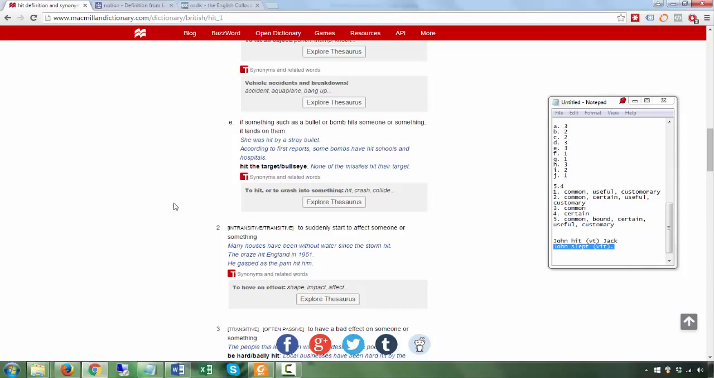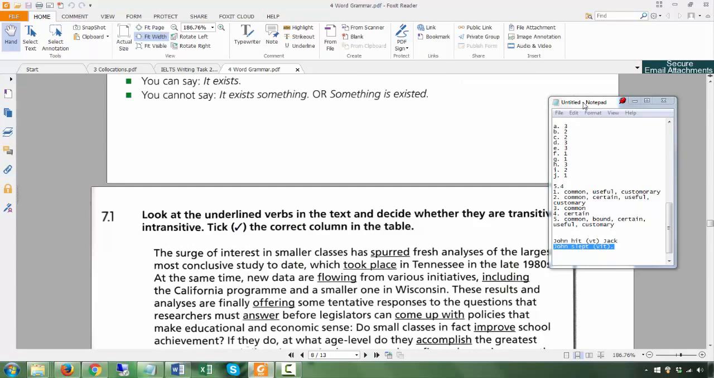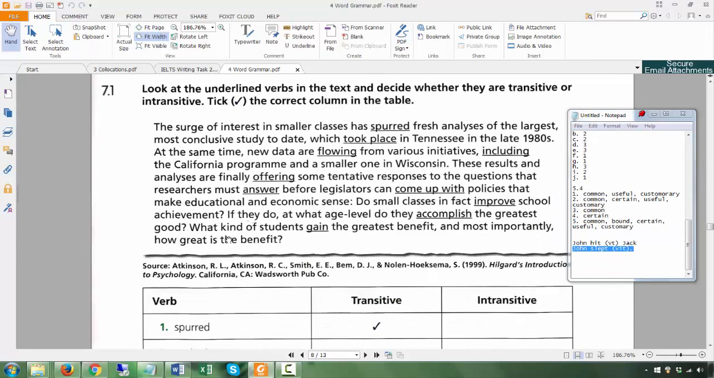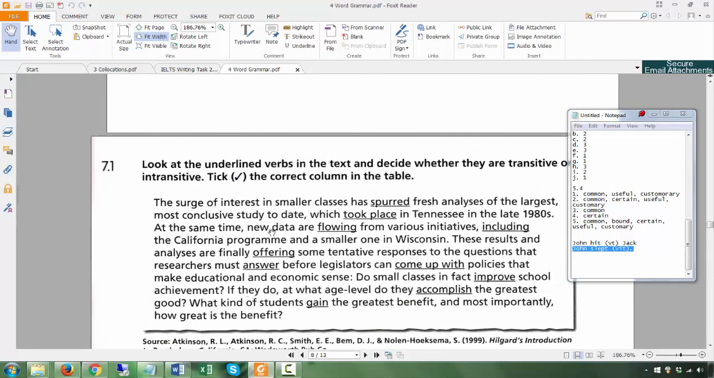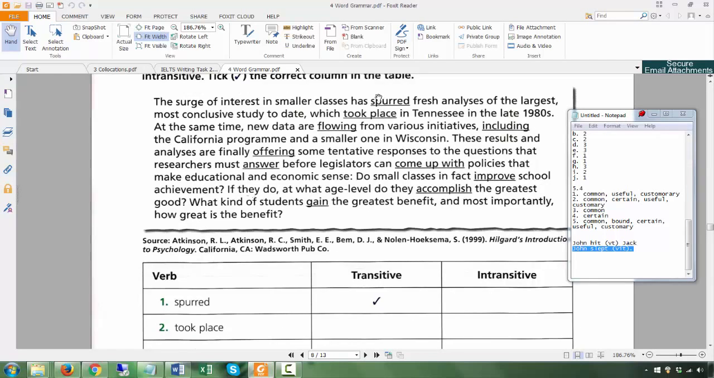So some verbs are always transitive, some verbs are always intransitive, but most of the time verbs have transitive uses and intransitive uses, right? But of course, in context, if you are given a text like this, there's only one use of it. All right. So, for example, spurred here is fresh analysis. That's transitive because this is the object, right?